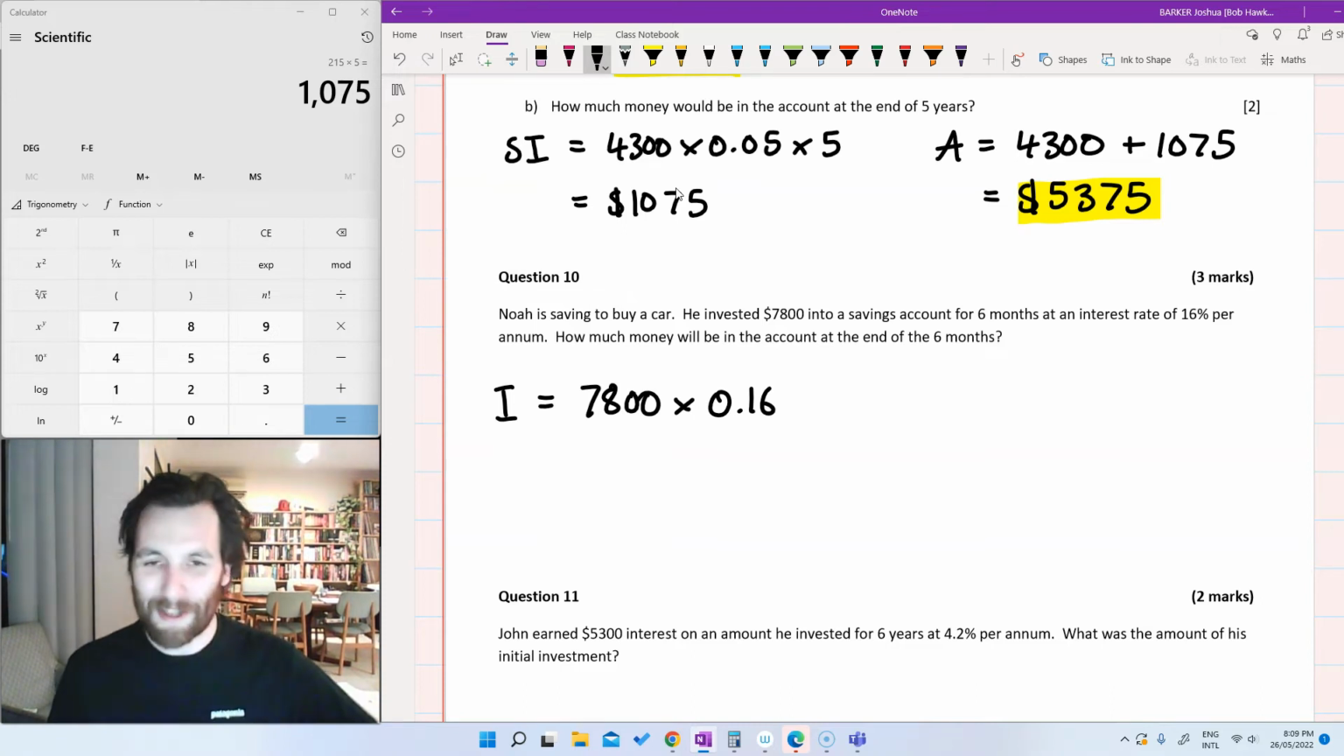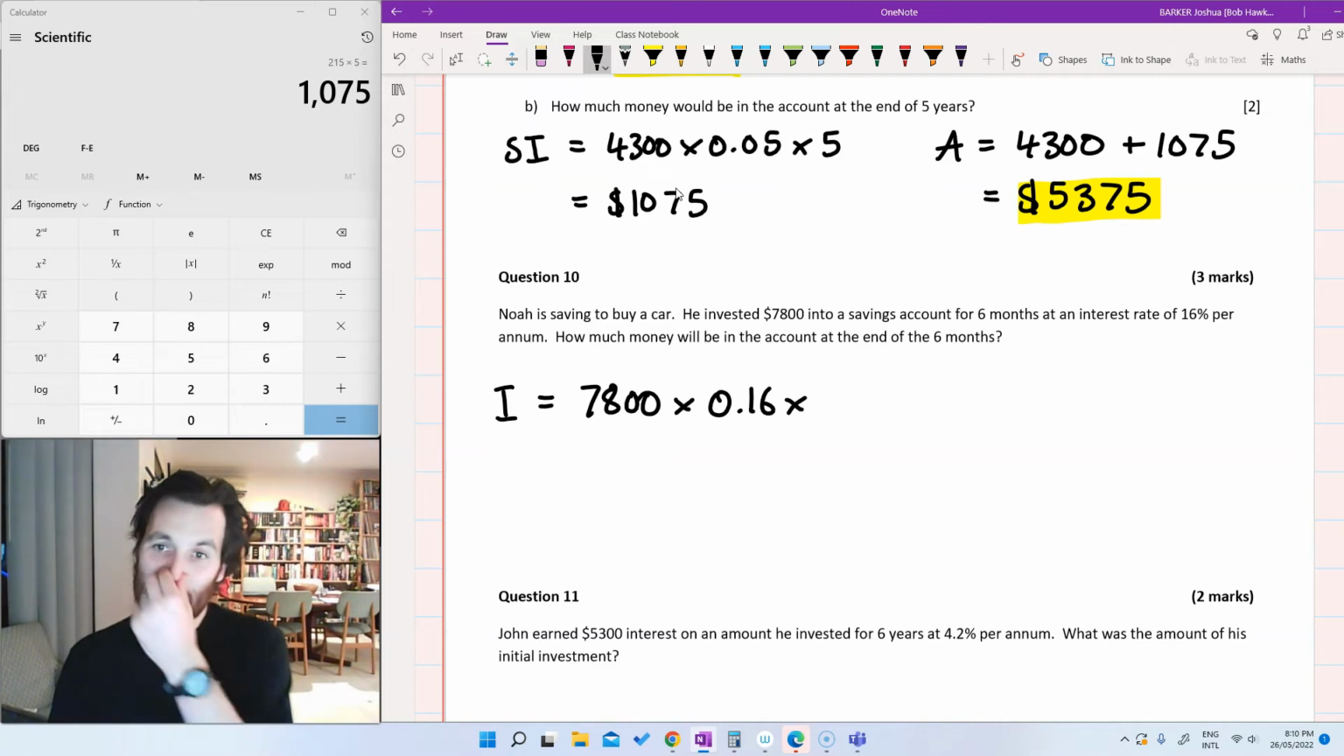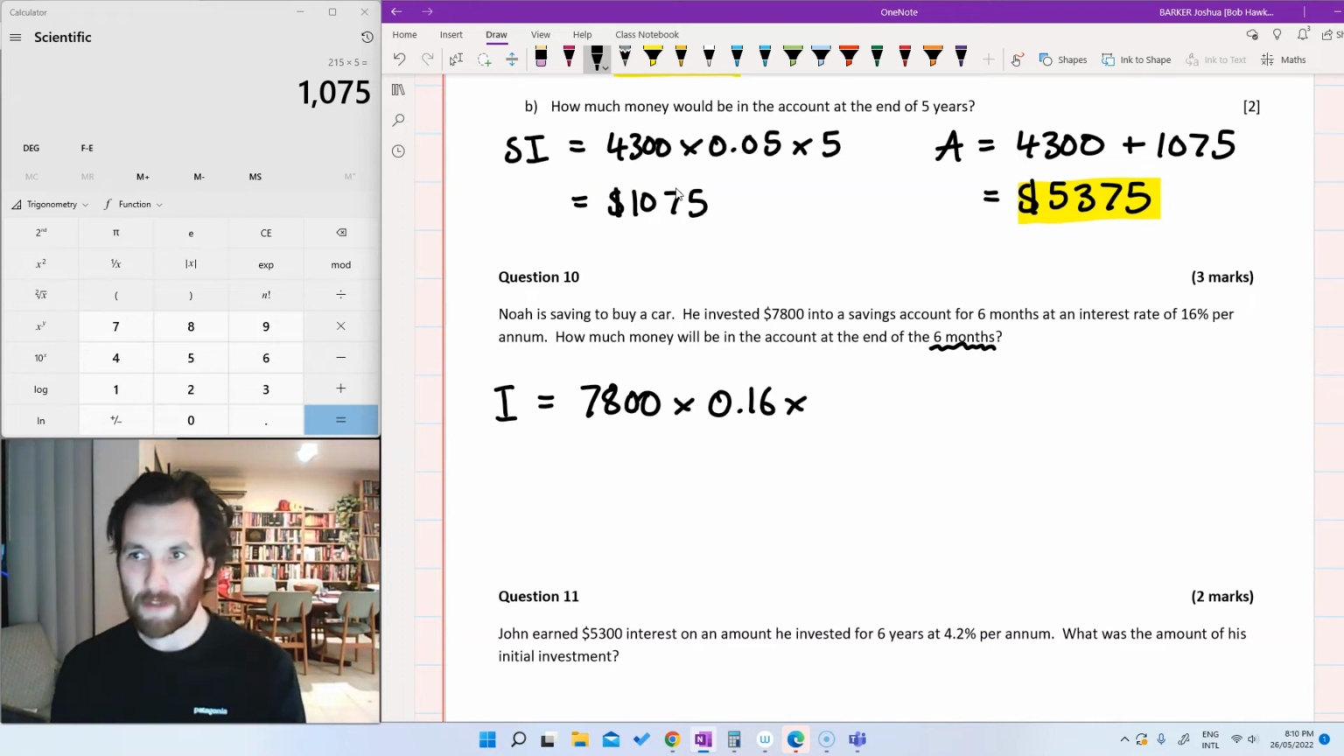That is a really high interest rate. They're very lucky. But the time for this one is 6 months. What's important is that your time units have to be the same as whatever the rate units are in. So 16% per annum means 16% per year. So I'm going to change 6 months to years, which is 0.5 years because it's half of a year.